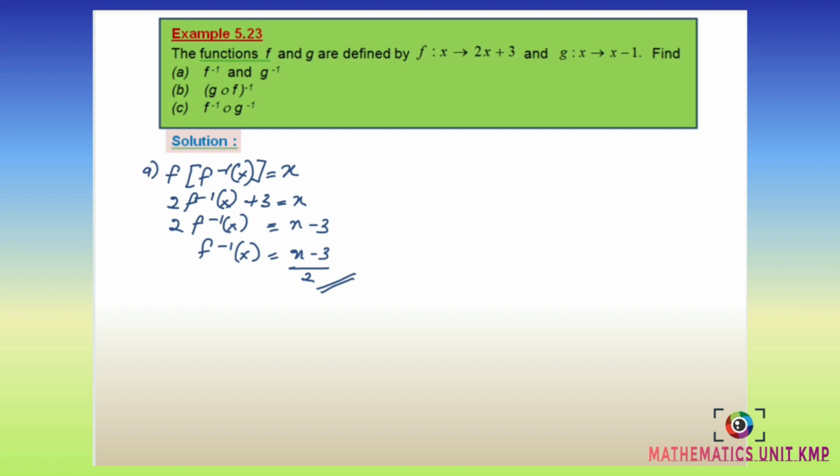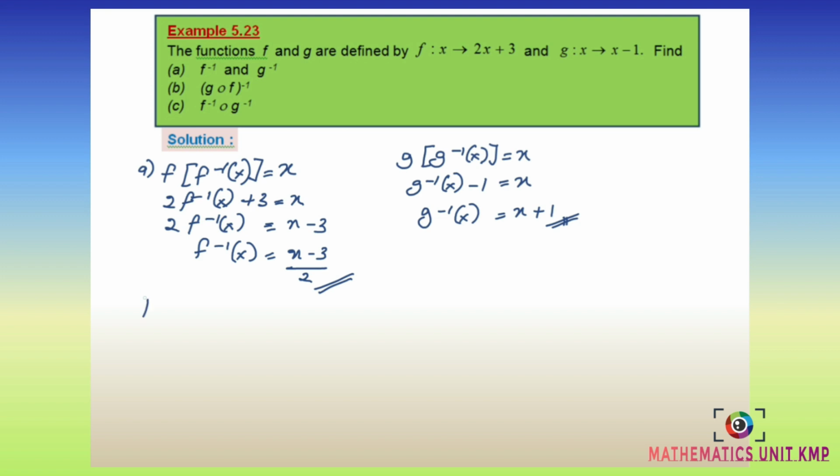Next, to find g inverse by using properties, g composite g inverse equals x. Therefore, g inverse minus 1 equals x and g inverse equals x plus 1.